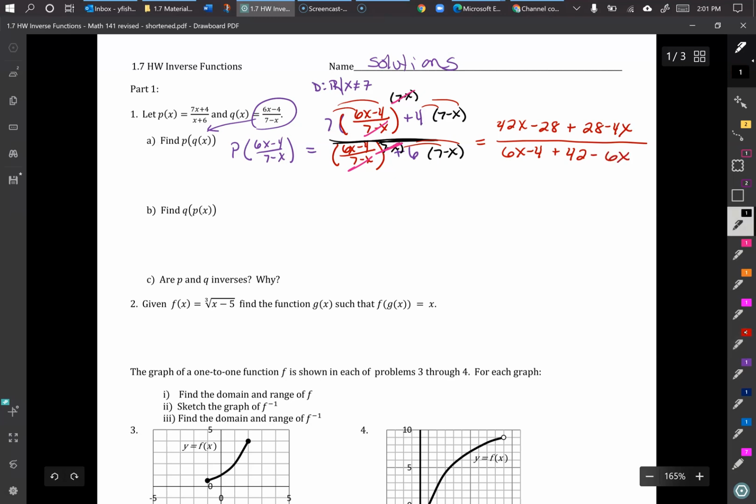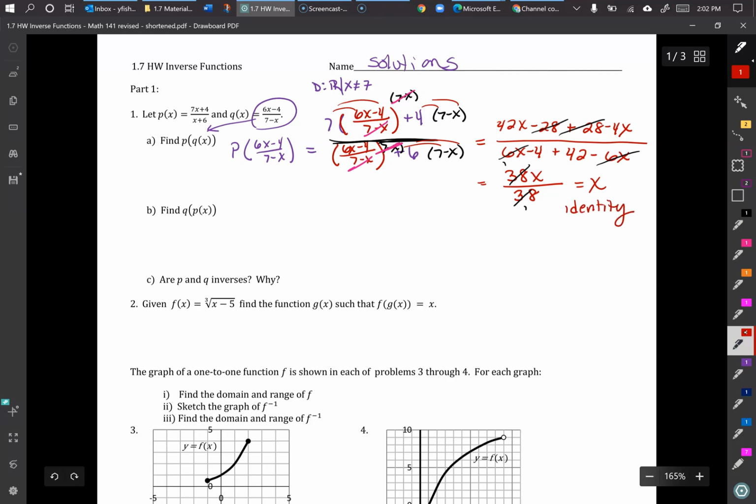Then I can go ahead and literally cancel some things out, combine like terms, so the 28s will go to 0, and down here I have a 6x minus 6x. So then I'm only left with 38x over 38 in the denominator. So that works out quite nicely. And it just leaves me with x. So I get the identity.